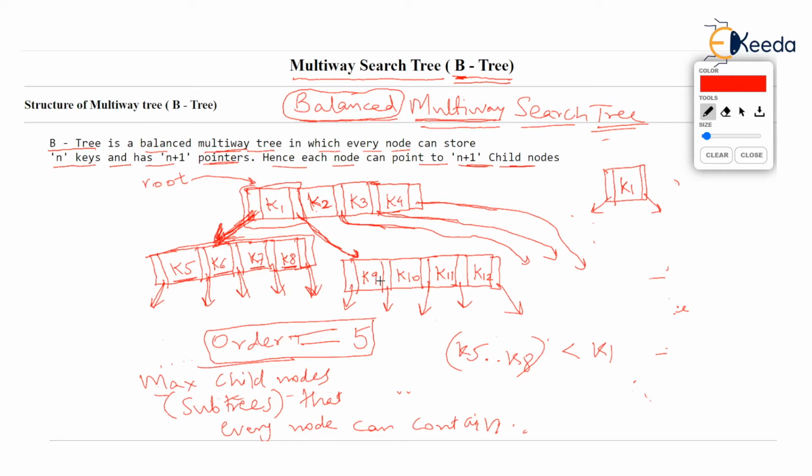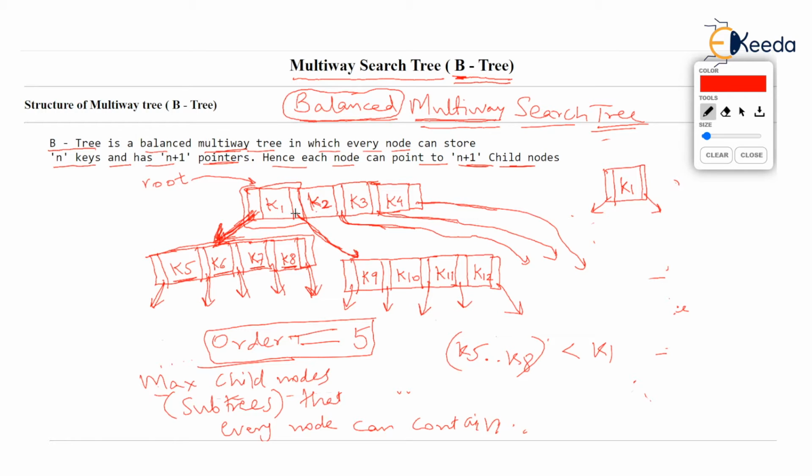K9 to K12, check the mouse hover. K9 to K12. Now where are these stored exactly? To the right of K1. Yes, they are to the right of K1 but left of K2, isn't it? Then these keys K9 to K12 are greater than K1 because they are to the right of K1, but they are less than K2. I hope you are understanding.